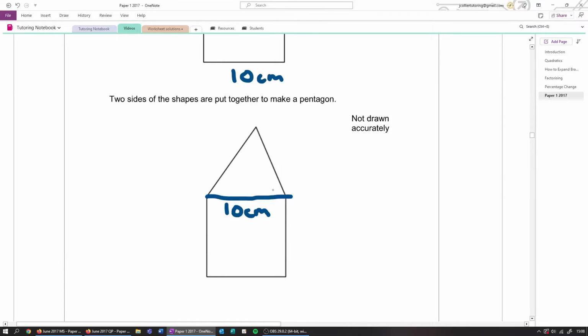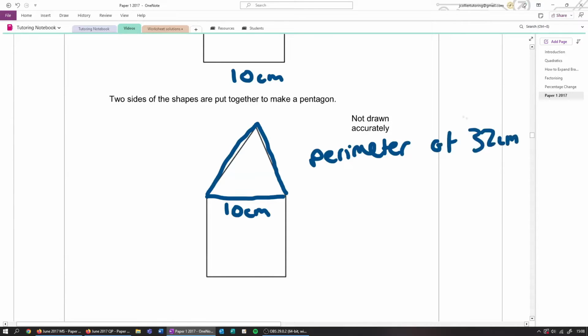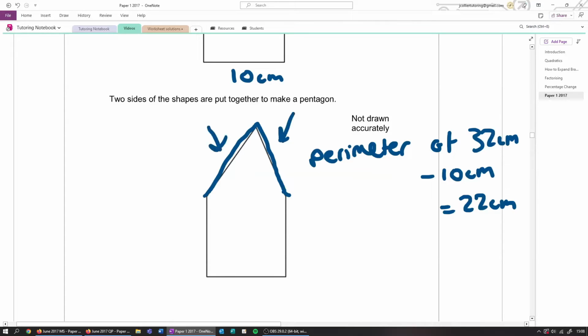Okay, now how do we do this? I'll give you a second to think. So the idea is that we know this triangle has a total perimeter of 32. Okay, now if we subtract this 10 centimeter side, we just have the perimeter of these 2 highlighted lines now. Okay, it doesn't matter what this one is, what this one is, all we need to know is that they add to 22.